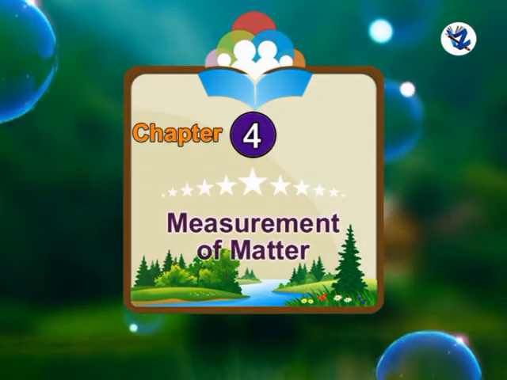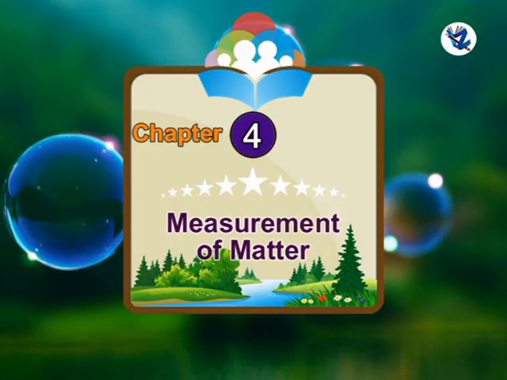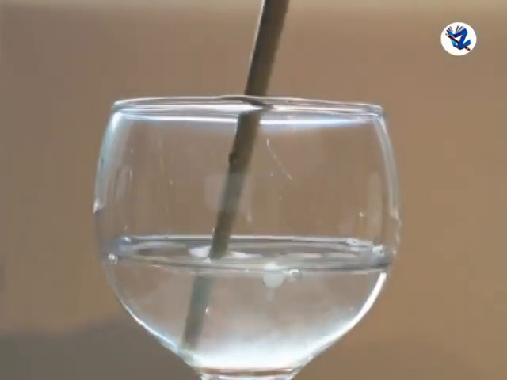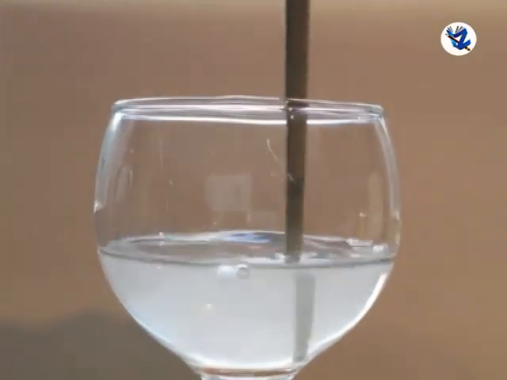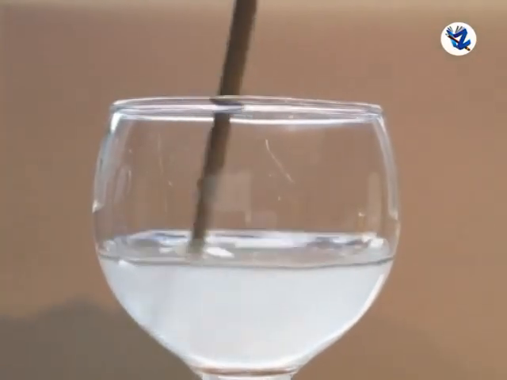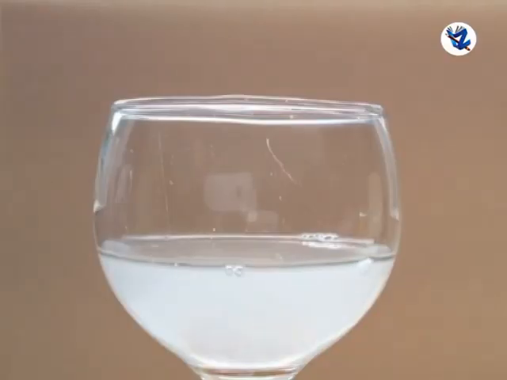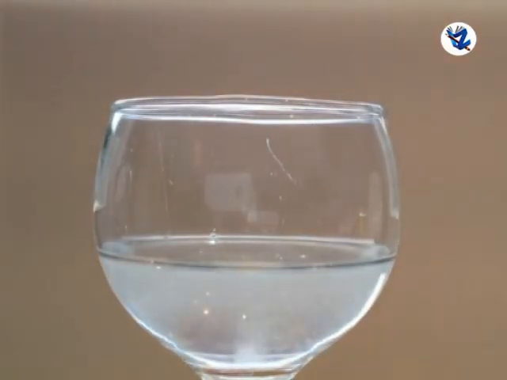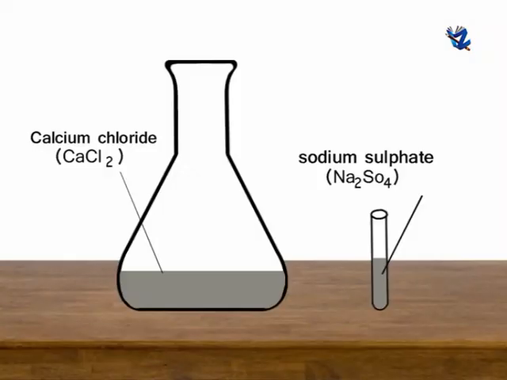Chapter 4. Measurement of matter. Dear students, we have learned that compounds are formed by chemical combination of elements. We have also learned that molecules of a compound are formed by joining atoms of different elements, and the composition of a substance changes during a chemical change. Now let's do one activity.